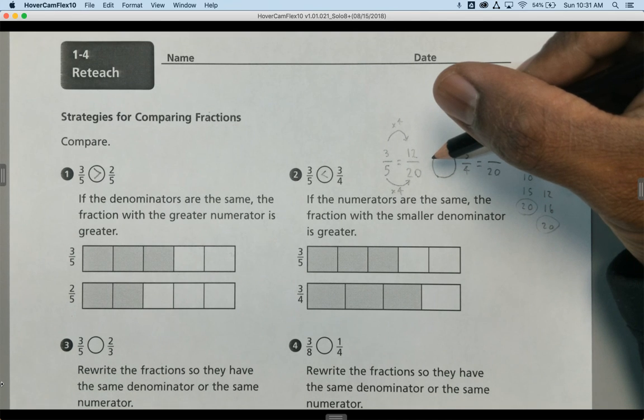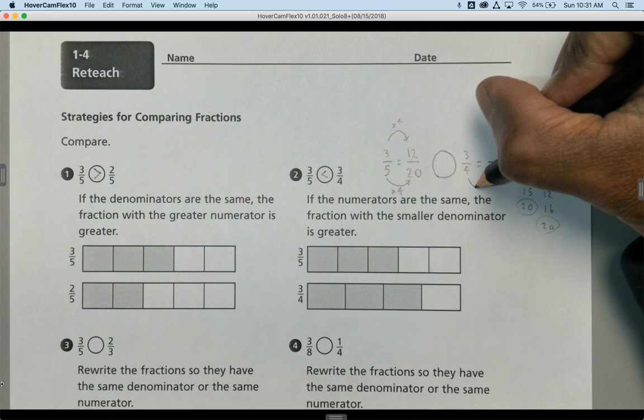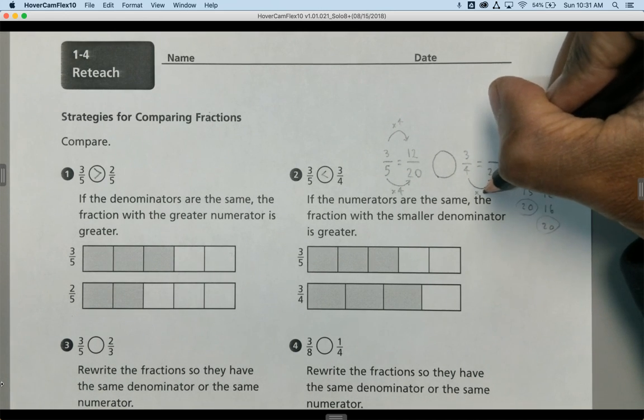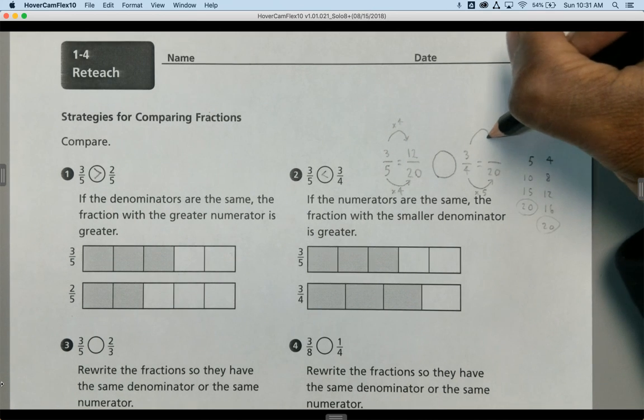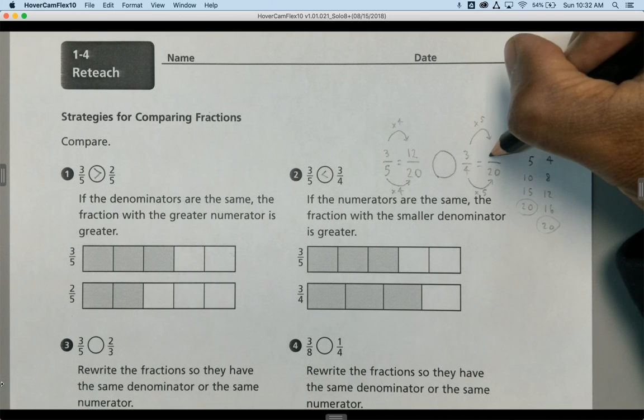Now, same steps over here. If I start with a denominator of 4 and want to end up with a denominator of 20, I must multiply the bottom by 5. Let's do the same to the top. 3 times 5 is going to get us 15.